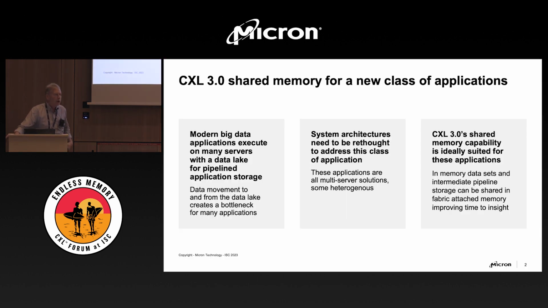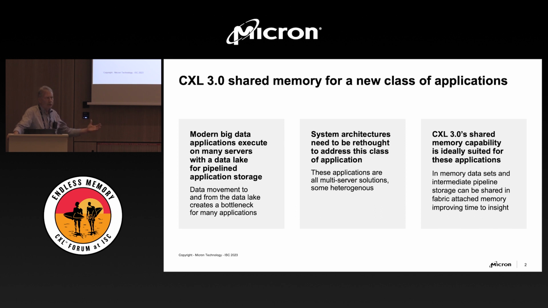What I'm talking about here today is primarily use cases, applications on this scalable memory system. Modern big data applications execute on many servers with a data lake for pipelining application storage. This is similar to what Charles just talked about at Membridge. This data movement to and from the data lake as you're pipelining these applications takes considerable resources and latency, and one of the big things is the whole software stack that you have to go through to get to that storage. Of course, what's been described is that you can avoid that with zero copy, with direct access to memory. So system architectures need to be rethought to address this class of application.